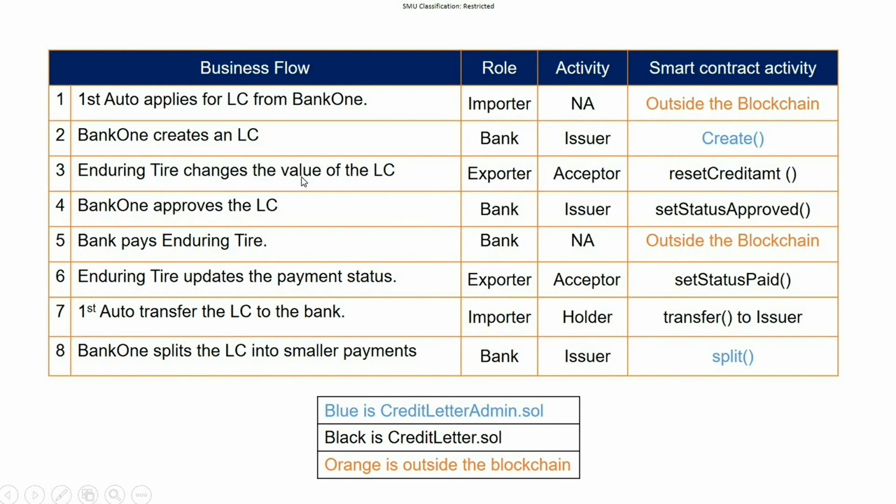The blue color indicates the functions in the credit letter admin contract, that is the create function and the split function. The black color indicates the functions in the credit letter contract that are called to perform other LC transactions at different stages. The orange color indicates the tasks that are carried out outside the blockchain.